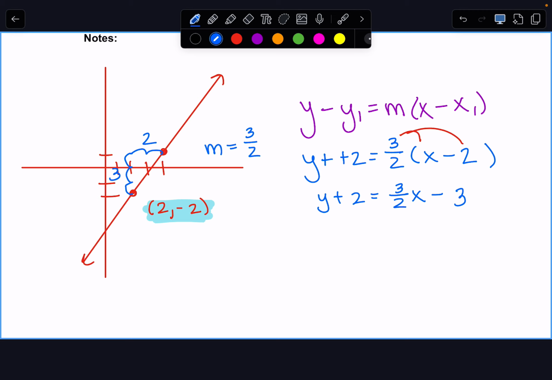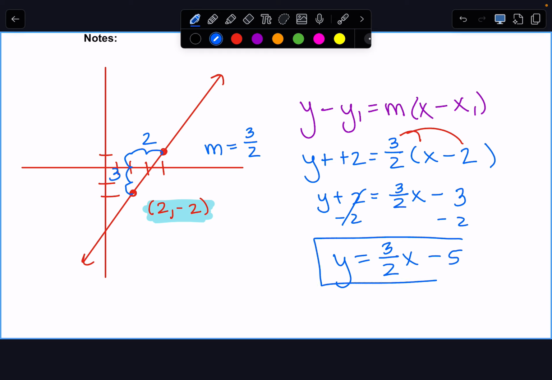Now, if I want this to look like y equals mx plus b, what's our second step? Take that 2 and let's subtract it over. So what we have is y equals 3/2 x minus 5. Ta-da.